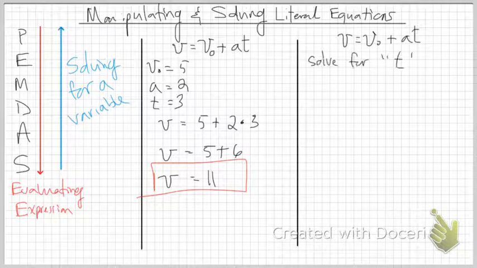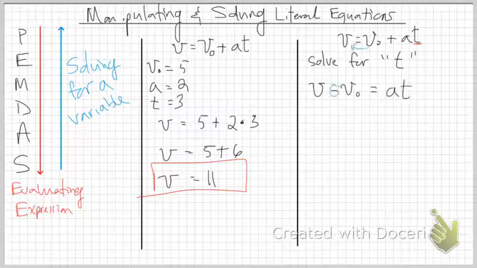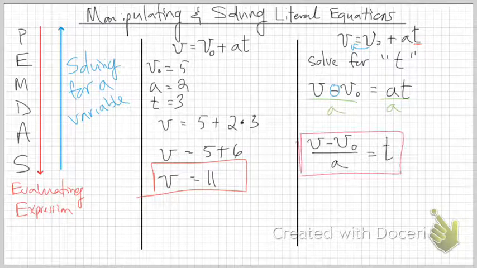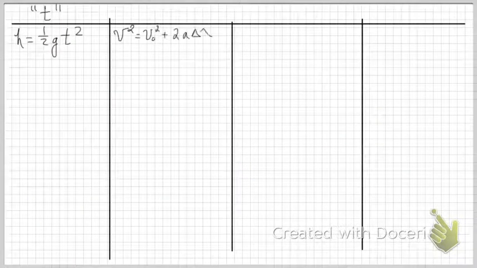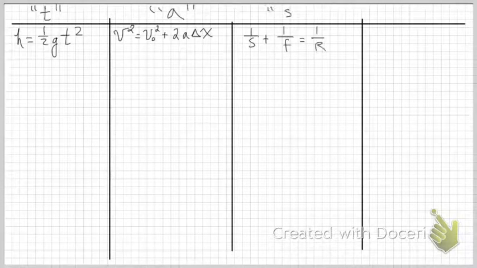Now, if we were to ask, without putting any numbers in, solve for t, then we would go in the opposite direction, following our blue arrow for order of operations. First subtract v naught from both sides, so we'd have v minus v naught equals at, and then we would divide both sides by a. Now we've isolated t: v minus v naught over a is equal to t. So those are just some examples. Feel free to pause after these are all written up and try to solve them yourself.